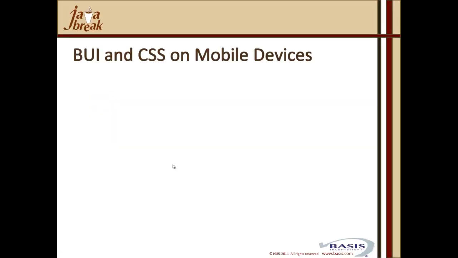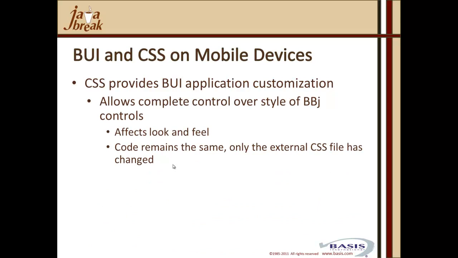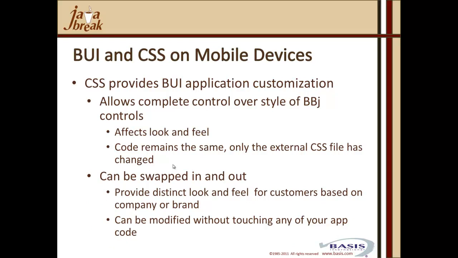So let's talk more about BUI and CSS on mobile devices, whereby we want to do some customization to the look and feel of that app. We can have complete control over the style of the BBJ controls, affecting the look and feel. Code remains the same, only the external CSS file, as I mentioned earlier, has changed. You can swap it in and out, so that gives you the ability to provide a distinct look and feel for a customer based on the company or the brand. The same underlying code, and can be modified without touching any of your application code.